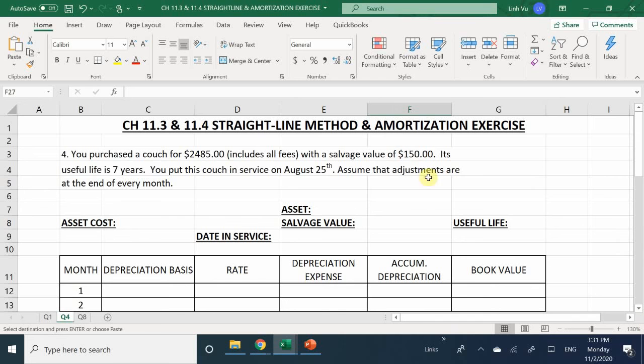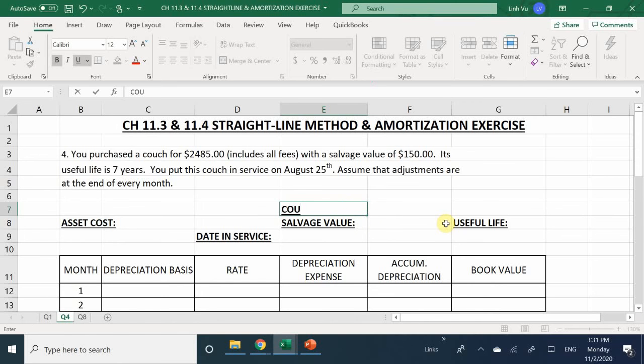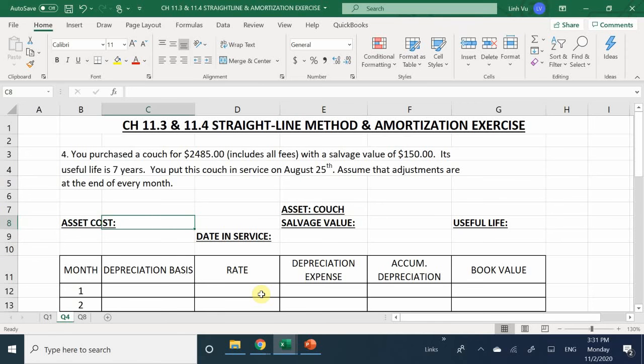So let's go ahead and answer the questions here. What's my asset? Couch, or couch furniture. Yes, it's a couch. Okay. What was the cost of my couch?